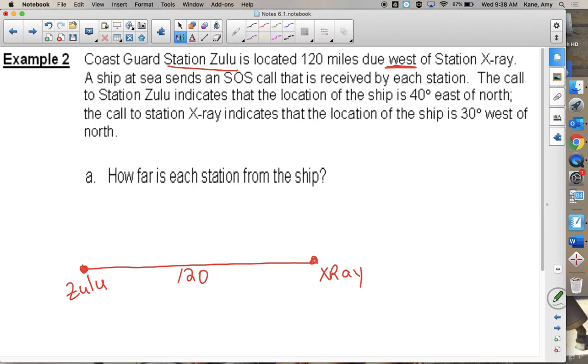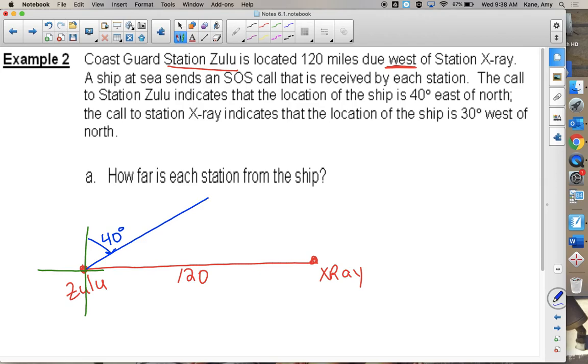Drawing in my little coordinate here so that we can get an angle. It says east of north. So we have the northern direction, and we're moving east of it 40 degrees. Doesn't say how far, because that's what we're going to try and find. Our goal is to find the distance from that station to the ship.